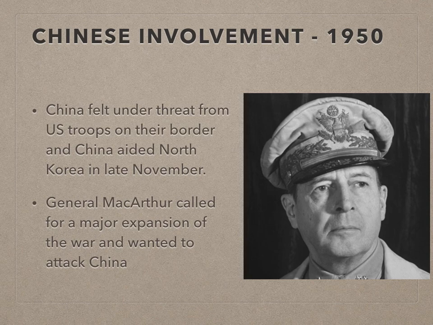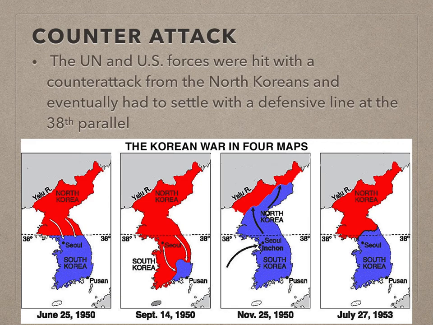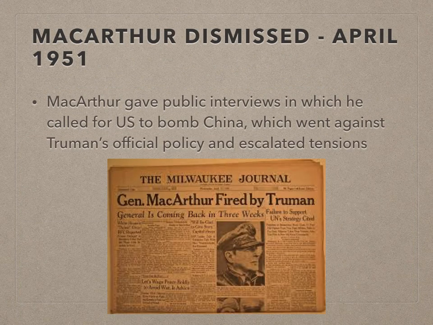This led to General MacArthur saying that he wanted a major expansion of the war and he wanted to attack China. With this counterattack aided by the Chinese, the North Koreans were able to push the UN and US forces back to roughly the 38th parallel. You can see in this final map here roughly where these troops were facing off against each other.